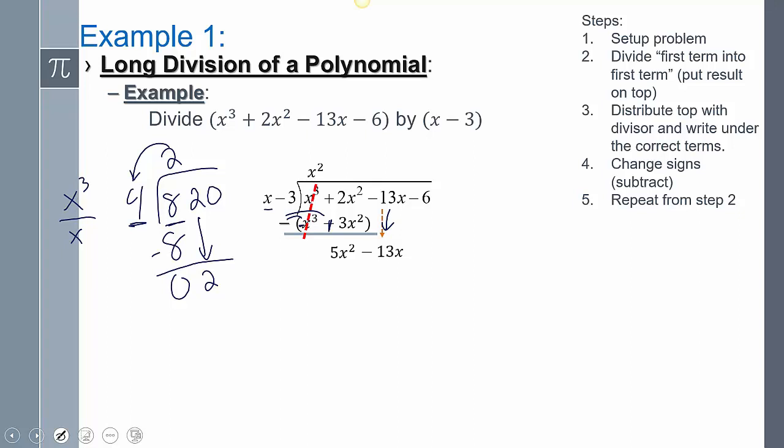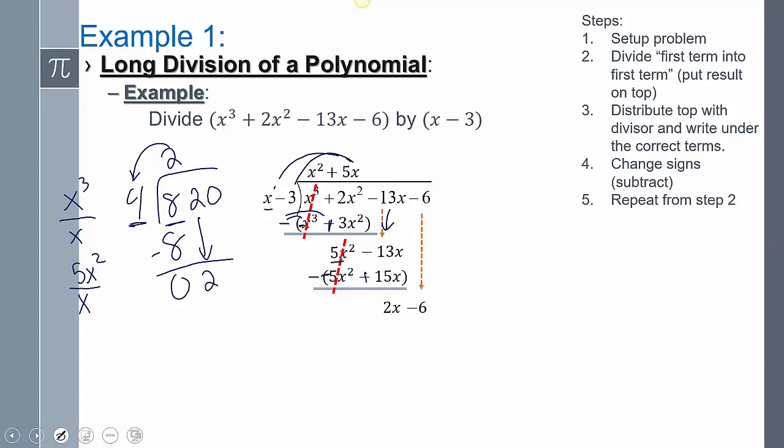X goes into 5x squared. So you want to divide that, and that's going to give me 5x. Then we multiply. So 5x squared and negative 15x. Then we subtract. So if that minus distributes, which it's going to do, that will give me a minus 5x squared, and that'll give me a positive 15x. So those will cancel out, and then I'm left with 2x. Bring in the next value.